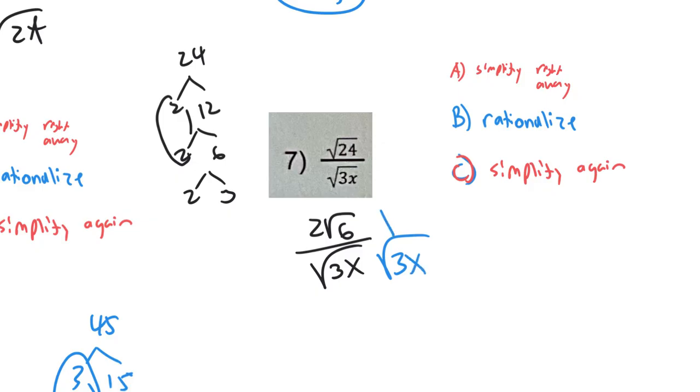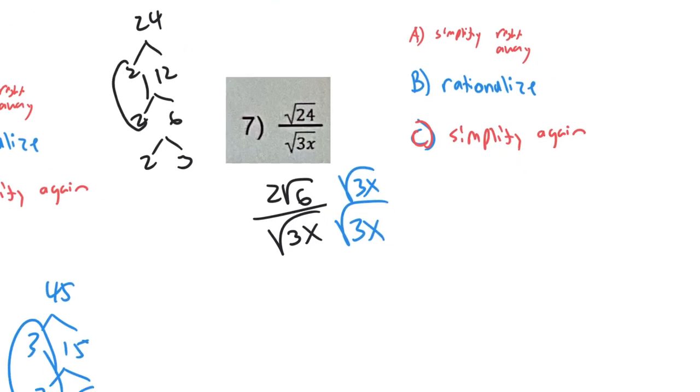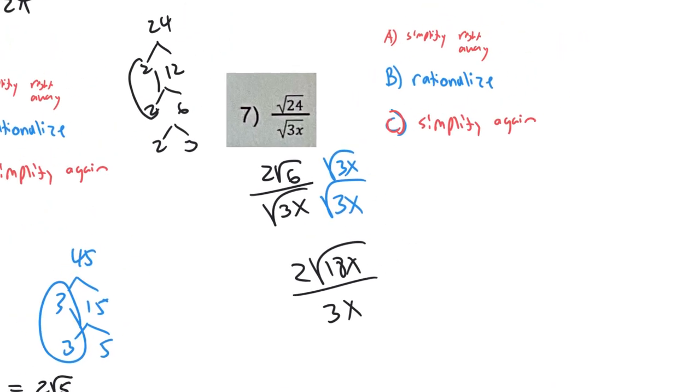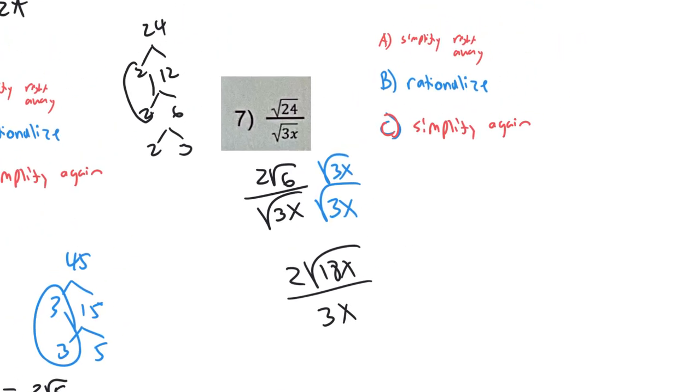Radical 3x, radical 3x. Next thing you know, you have what? 2 times radical 18x all over literally just 3x. And step letter C, simplify again. It is the case that that could be 2 radical 18, right? That becomes 2, 9, and then 3, and then 3. So we have a pair of 3s.